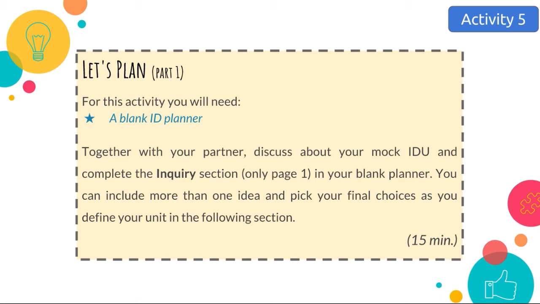Only the first part. I don't want you to work on the summative assessment task yet, because we will see it in a minute. You can include more than one idea, so you don't have to write down the definite idea. And eventually, as you develop your planner, you will pick your final choice. Does that make sense? Do not overthink it. You have just approximately 15 minutes. You can look at the examples that you were provided in order to look for some ideas. But try to be as creative as you can. And remember that there are so many ways in which you can do it that very often there's really no right and wrong, okay?